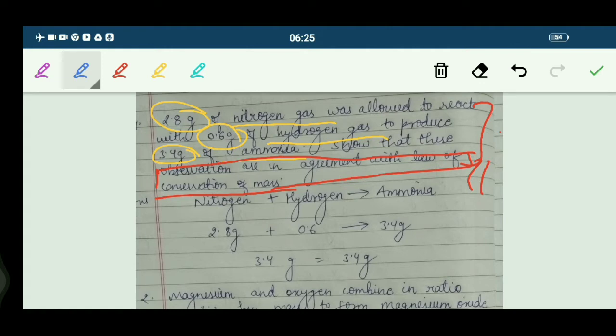So nitrogen plus hydrogen gives us ammonia. What is the mass of the nitrogen? 2.8 gram. Just write it here simply, 2.8 gram. What will be of the hydrogen? 0.6. Simply write it as 0.6. And ammonia, it is 3.4 gram.